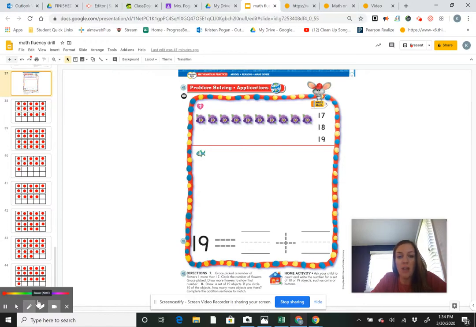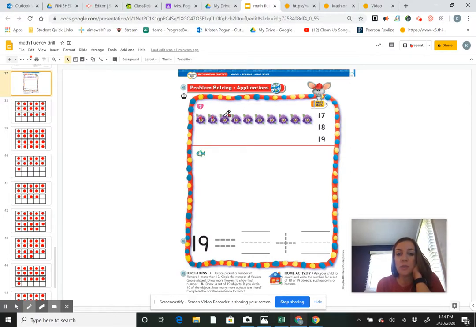So what we need to figure out is how many flowers Grace picked. We know it's 1 more than 17. So if you're looking at a number line or you have a number line in your head, you can quickly count 1 forward. You might already know your answer. Let's count these purple flowers to check our work.